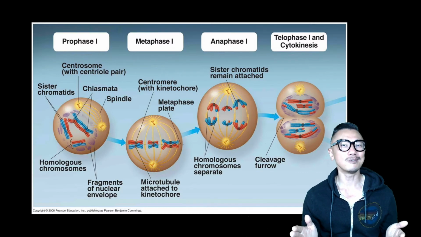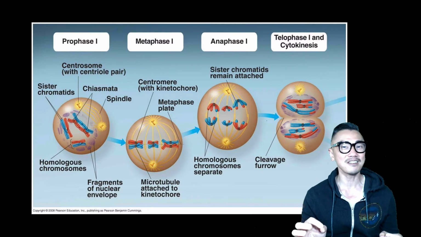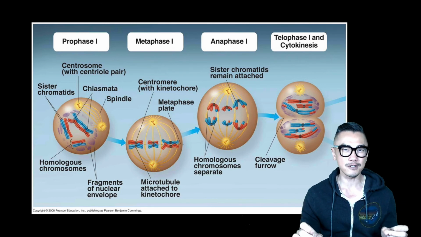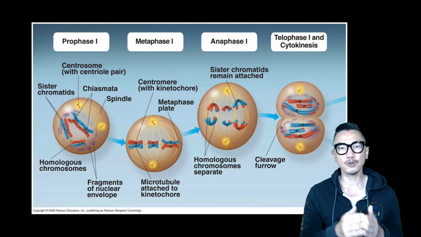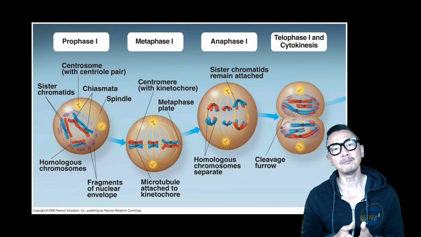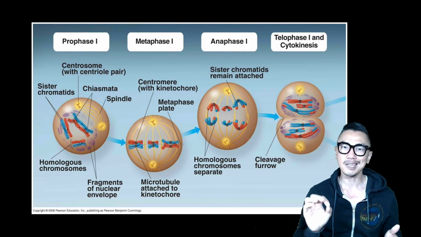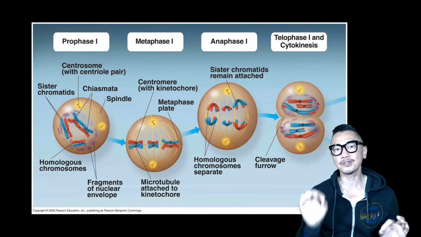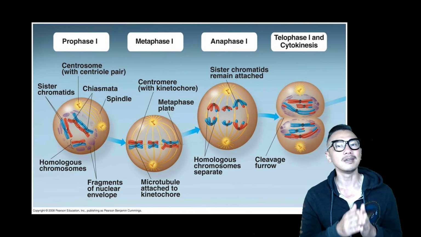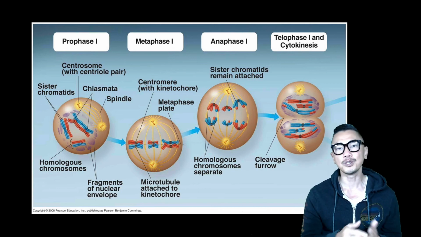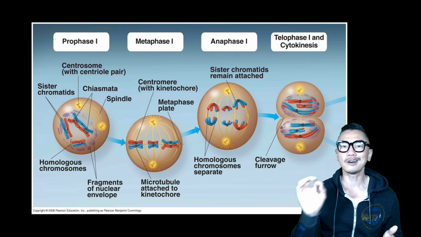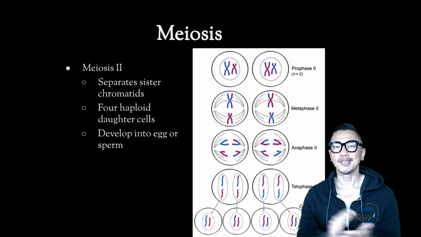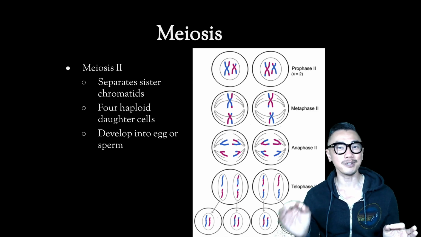Meiosis I can be broken down into prophase I, metaphase I, anaphase I, telophase I, and cytokinesis. Let's highlight the important differences. In prophase I, chromosomes will form pairs. In metaphase I, chromosomes will line up in pairs. In anaphase I, the pairs separate versus sister chromatids separating. In telophase I and cytokinesis, you end up with two daughter cells that are haploid or have half the normal number of chromosomes. In meiosis II, sister chromatids will now separate.